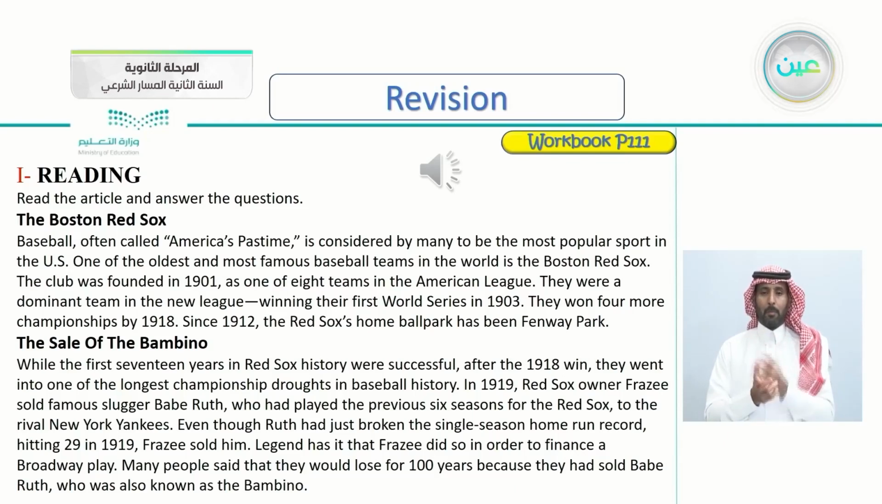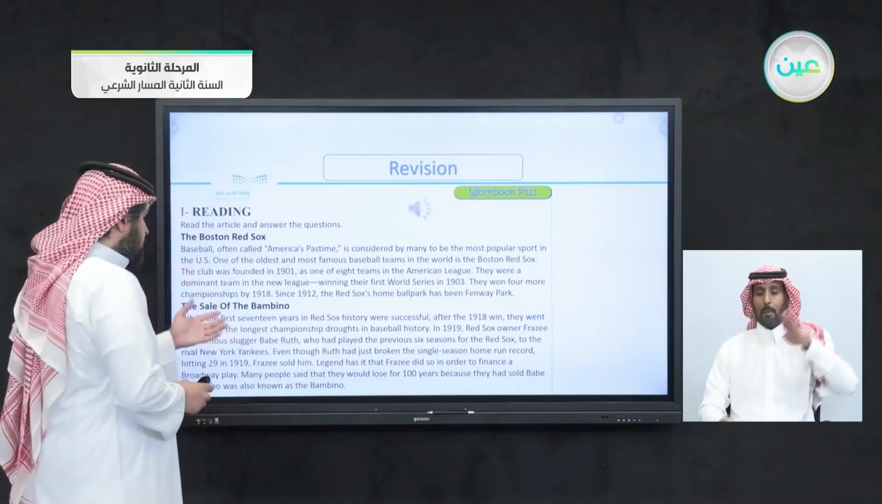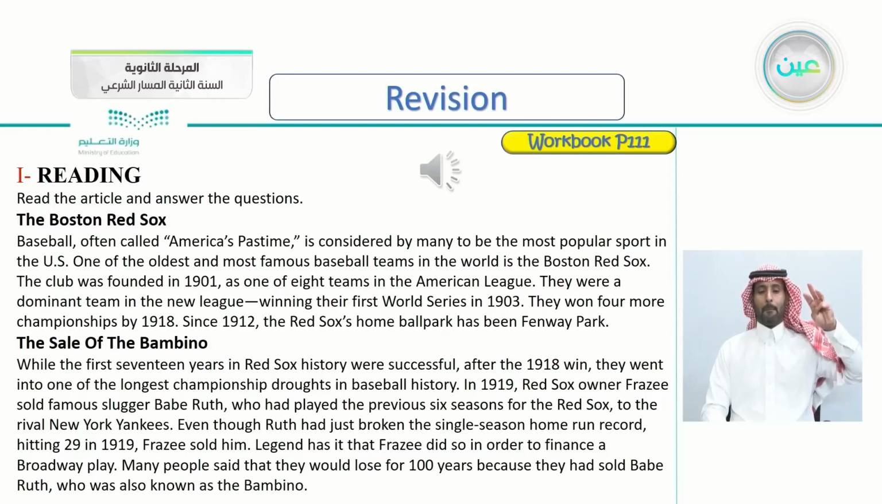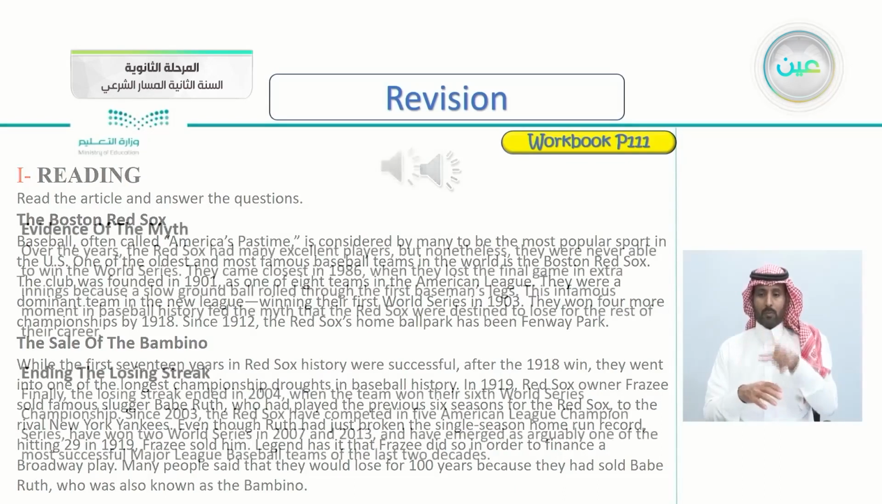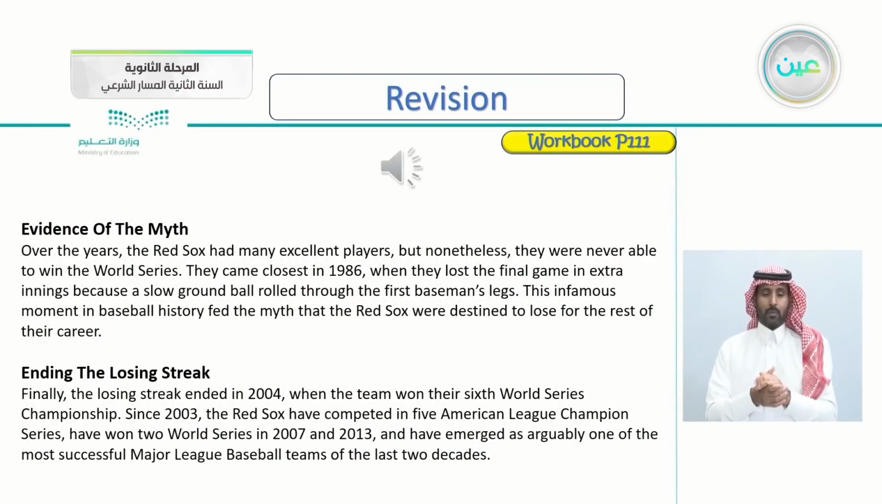So you can see the first 2 articles. They're talking about the Red Sox team, of course, the baseball team in America. The first one, the Boston Red Sox, the beginning and the establishment of the club here. And the second paragraph is talking about their best player and how they sold him to their rivals, the New York Yankees. Of course, he was called the Bambino because the title here, the sale of the Bambino. So let's get to the other articles here. Evidence of the myth, ending the losing streak. Let's listen to them together.